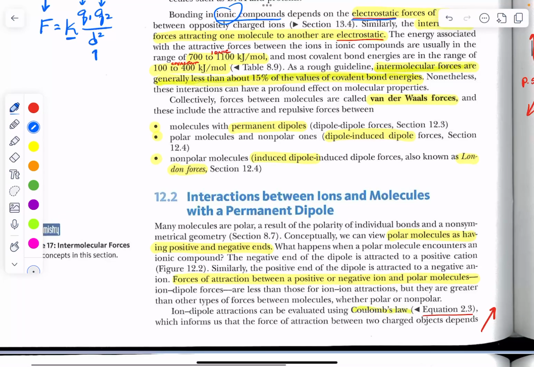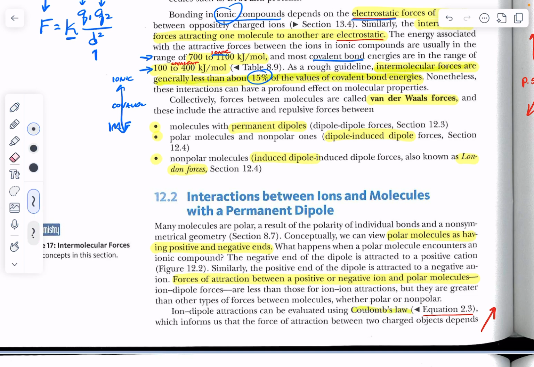We see that for ionic bonds, it's in the vicinity of 1,000, give or take a couple hundred kilojoules per mole. However, covalent bonds are about half that or less, 100 to 400 kilojoules per mole. Intermolecular forces are generally less than about 15% of the values of the covalent bond energies. So at the top of the chain are the ionic, then the covalent, and at the very bottom we have these intermolecular forces, which range from very weak to very strong as well.